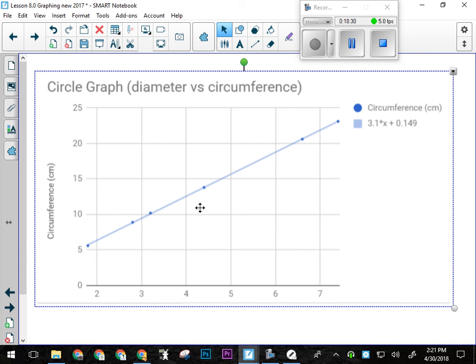Okay, so now I've got my graph. What this graph shows is the relationship between, oh, and I cut diameter off, sorry, my label is actually down there. What it shows is what happens as I make the diameter of a circle bigger. It says that as I make the diameter of the circle bigger, the circumference gets what? Bigger. If the line is going up, it says that as x increases, so does y.